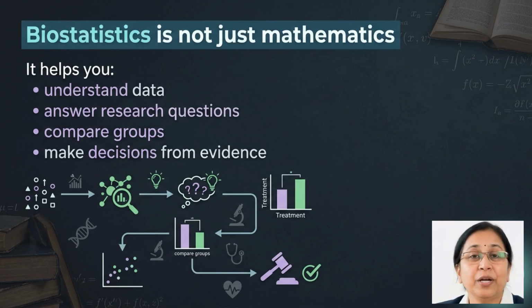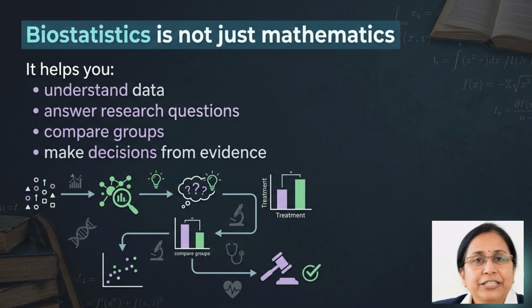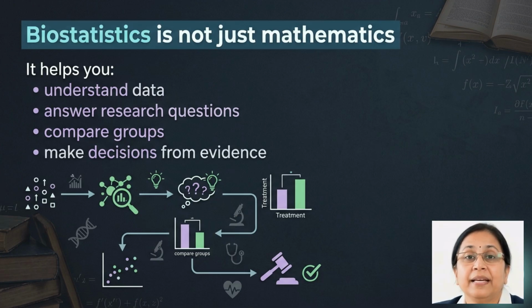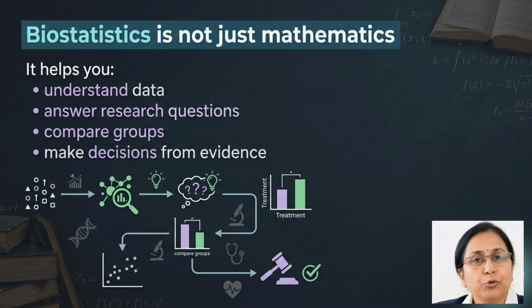Now let us replace one wrong idea with one correct idea. Biostatistics is not just mathematics. Yes, numbers and calculations are part of it, but the real purpose of biostatistics is much more practical. It helps you understand data, answer research questions, compare groups, and make evidence-based decisions. In simple words, biostatistics helps you move from numbers to meaning. Once you see it like that, the subject becomes much easier to approach.